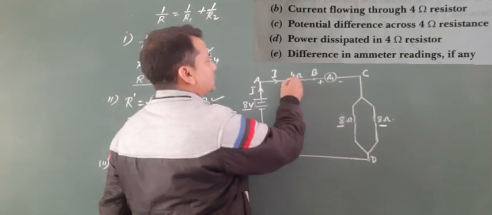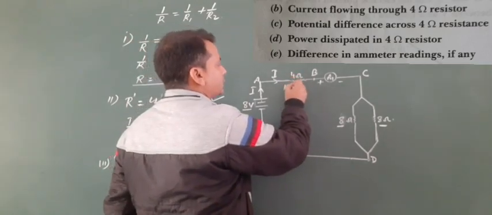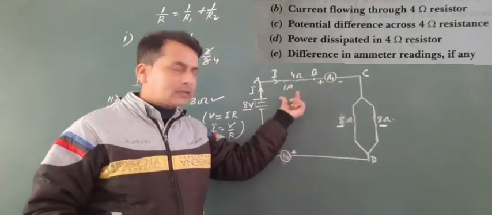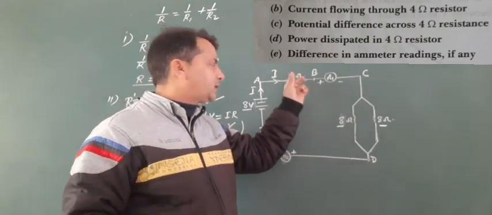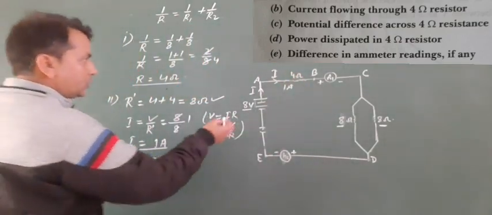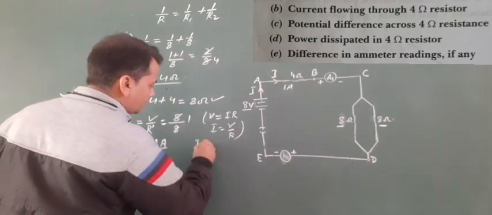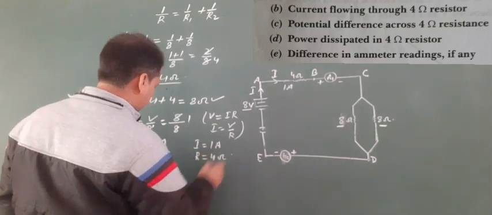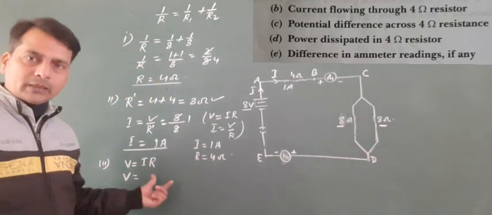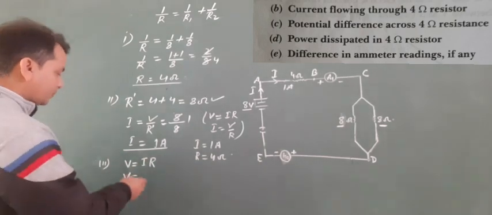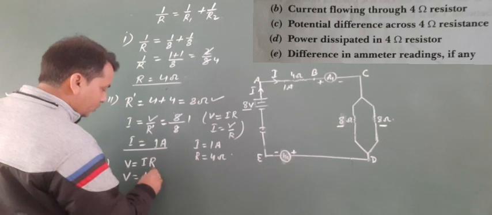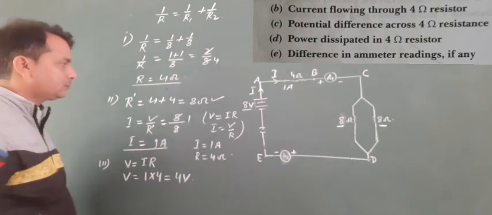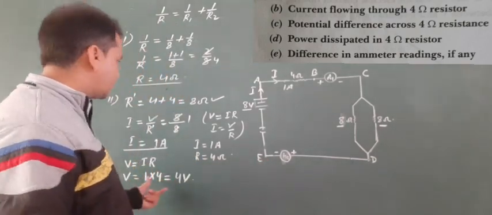Then current 1 ampere flows across the 4 ohm resistor. So now put in the values of electric current and resistance, which is given here as 4 ohm. Put I equals 1 ampere and R equals 4 ohm. According to the formula V equals I into R, 1 into 4, that is 4 volt. So that is the third question.